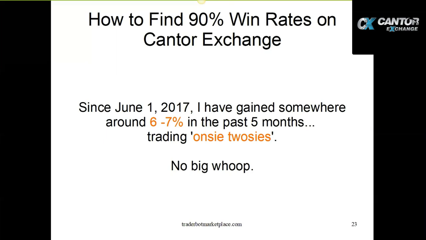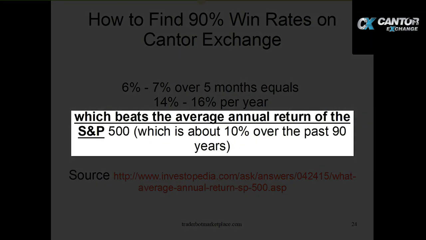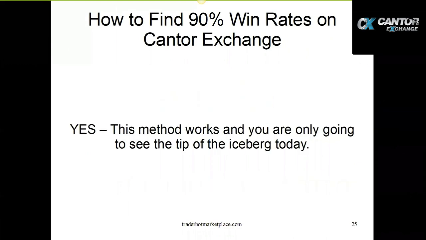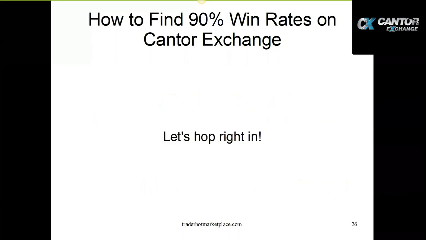Now, my account at Cantor Exchange, I don't know, $1,300 or whatever. And what I'm trying to do is beat the S&P benchmark average. Now, 6 to 7% over 5 months equals about 14 to 16% a year, which beats the annual average return of the S&P 500, which is about 10% over the past 90 years. Now, they're up a lot this year. They really are, the S&P 500. However, what I'm looking to do is to beat that every year. And these tools allow me to do that. The method works, and you're just going to see the tip of the iceberg today. So let's hop right in.